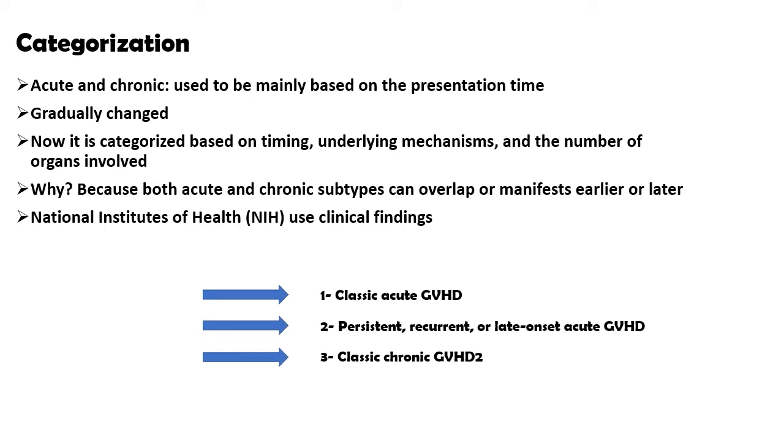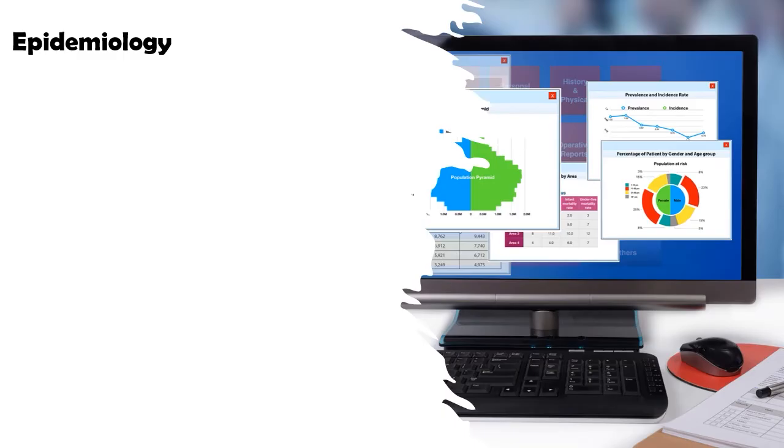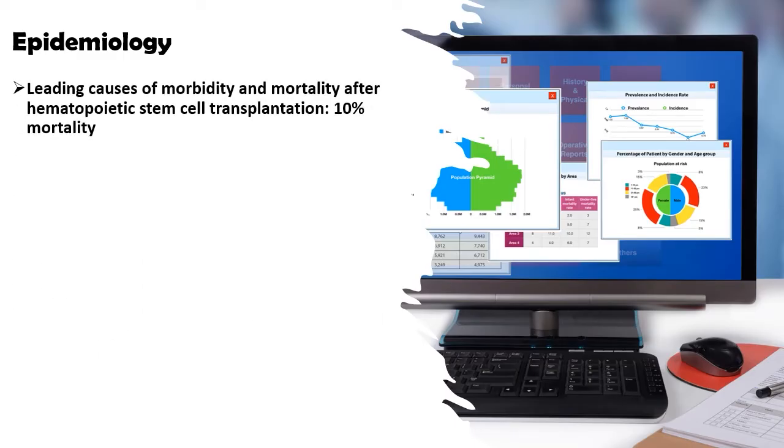And the fourth type, and the last one, is called overlap syndrome. It may occur at any time post-transplant. It has features of both acute and chronic graft versus host disease. Graft versus host disease is considered one of the leading causes of morbidity and mortality after hematopoietic stem cell transplantation. More than 10% of patients will die from this complication.